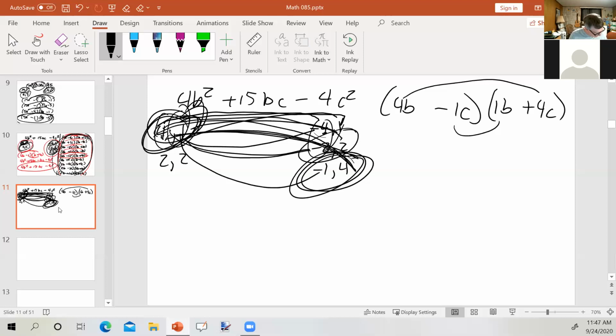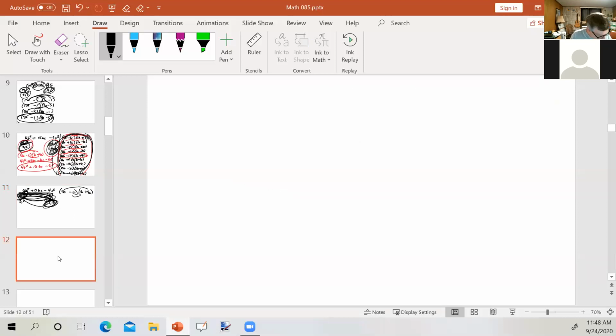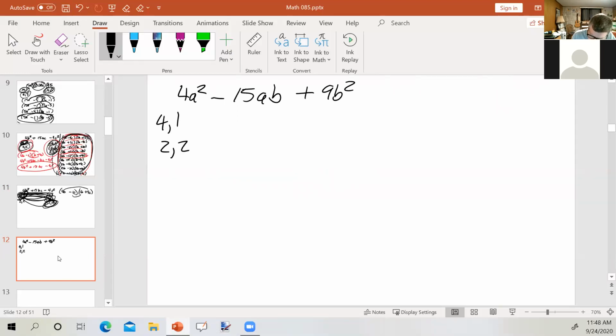Anyway, let's take a look at another example of this. Let's see here. How about this one? 4a squared minus 15ab plus 9b squared. So I'm going to have a 4 and a 1, a 2 and a 2. Oh, this is positive, but this is negative, so they're going to have to both be negative, aren't they? All right. So I'm looking for a negative 15 in the middle.